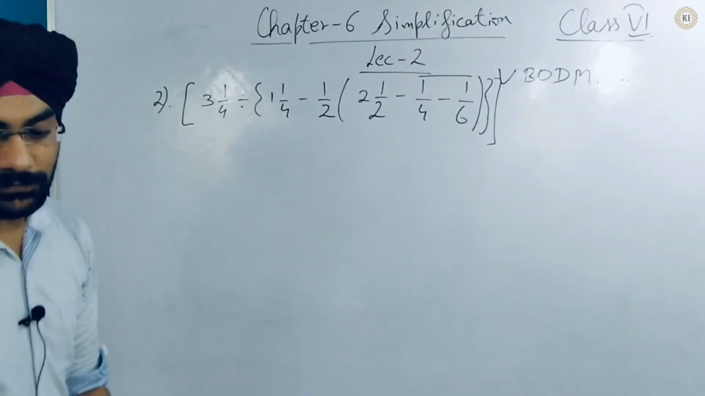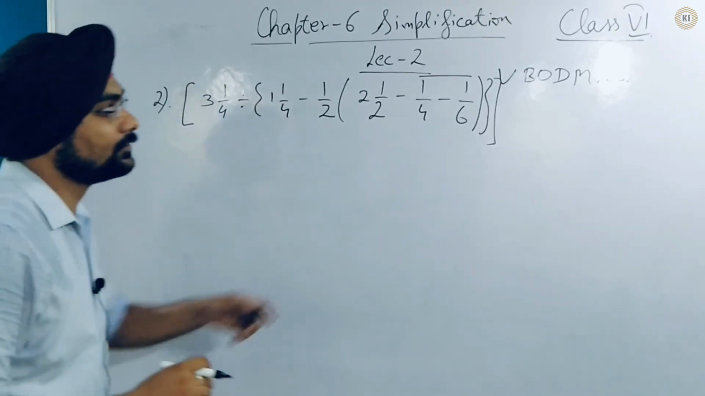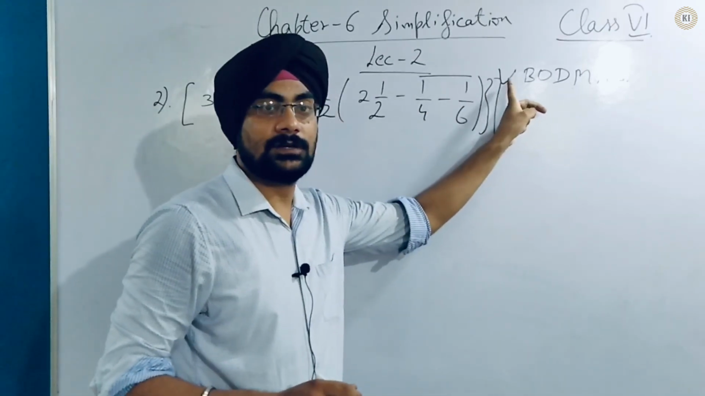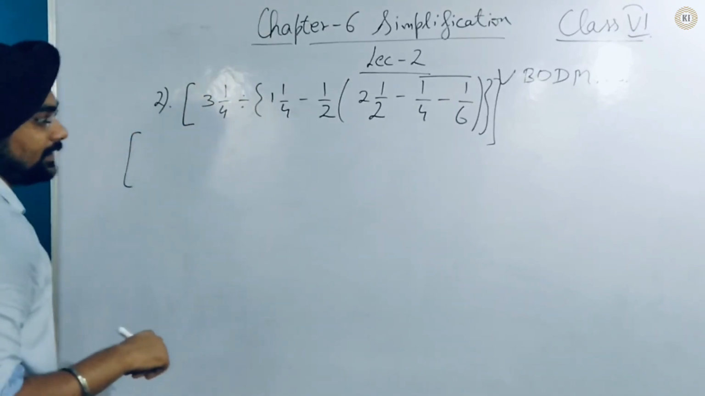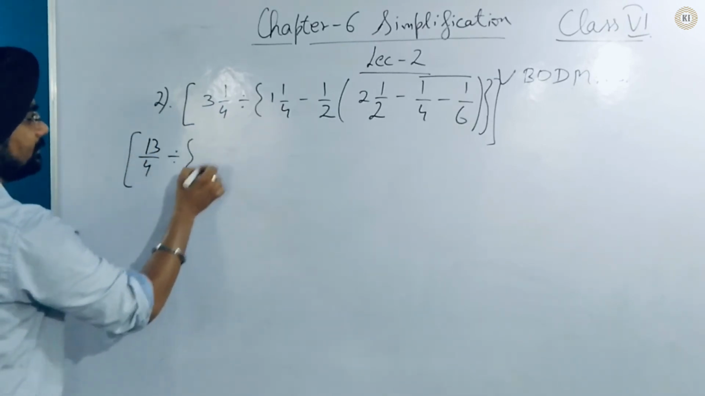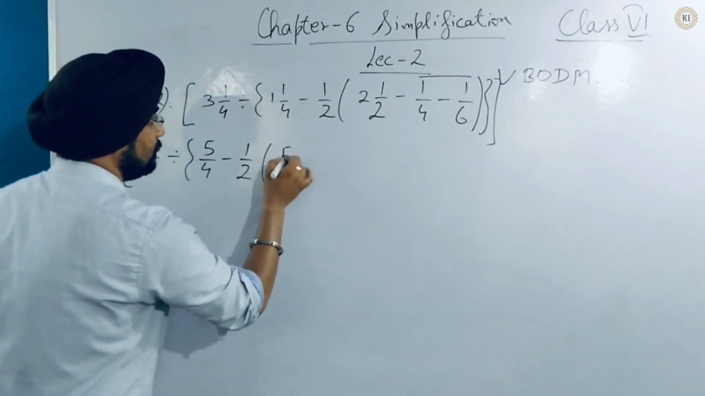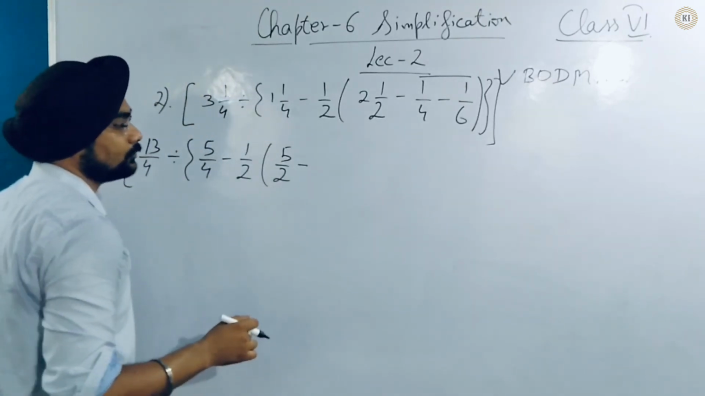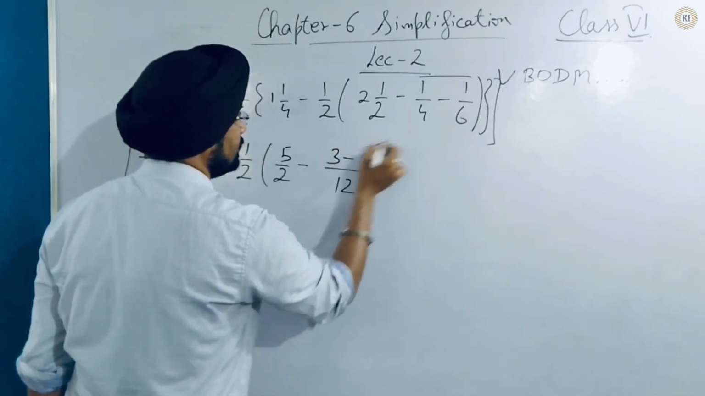Now see, in this question you will find, first of all we will find a Vinculum. So we are going to solve this part because according to the rule Vinculum comes first. So first of all we will change all the values into improper. It will become 13 by 4 divide 5 by 4 minus 1 by 2, 5 by 2. Take out the LCM of 4 and 6. So LCM of 4 and 6 will be 12. 4 3s are and 6 2s are.